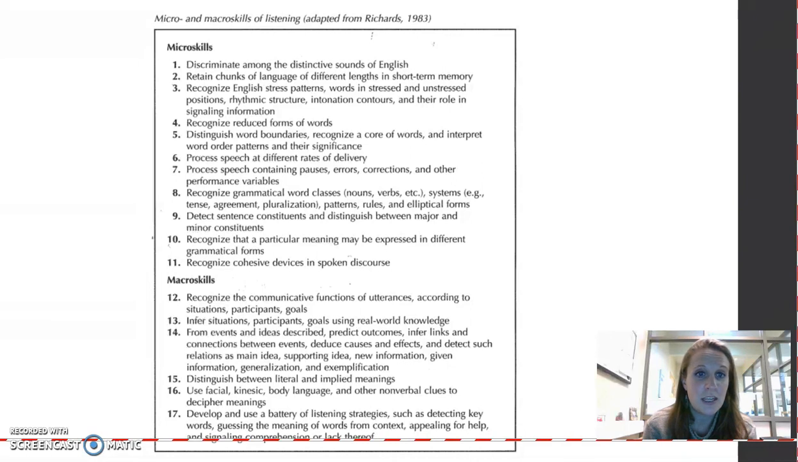And macro skills, we can have our students, number 13, infer situations, participants, and goals using real world knowledge, more main idea global, or distinguish between literal and implied meaning. I like 16 also, use facial, kinesthetic, body language, and other nonverbal cues to decipher meanings. In that case, we're going to need the visual support as well, or in person, live, right? So that's the end of the video or the presentation.